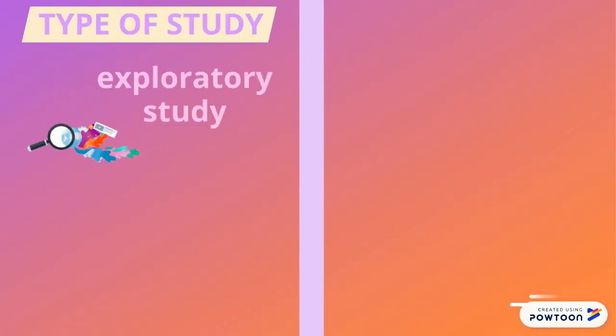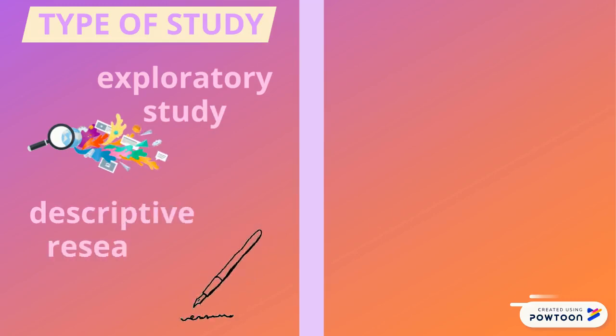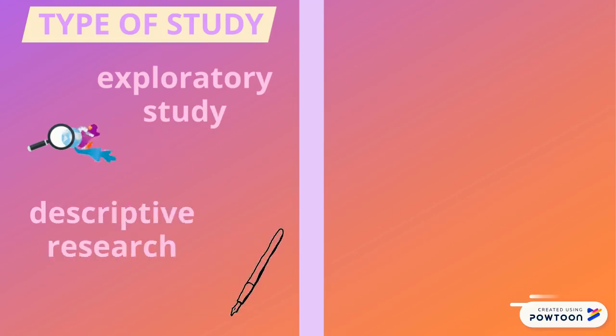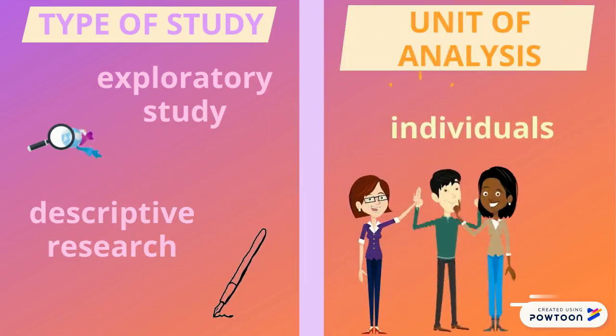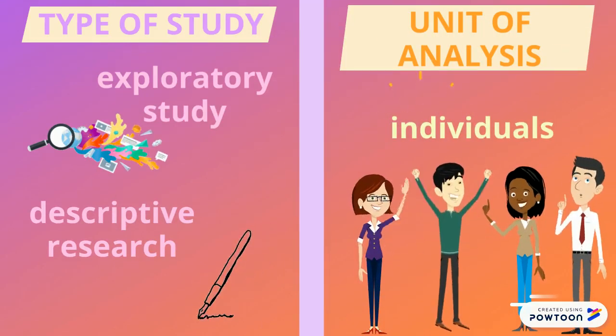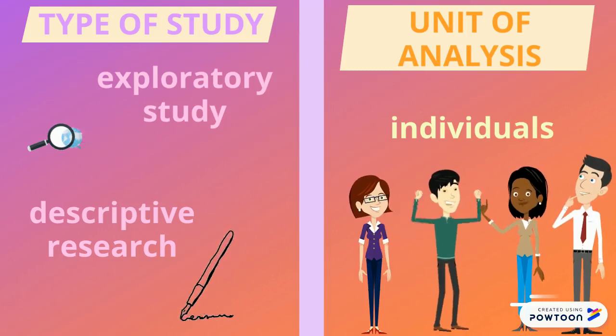There are two types of study. The first one is exploratory study, which is to generate new ideas and test the feasibility of the study. Next is descriptive research, which is making careful observation of a phenomenon. And the unit of analysis of this research is the individual, as they are the respondents.